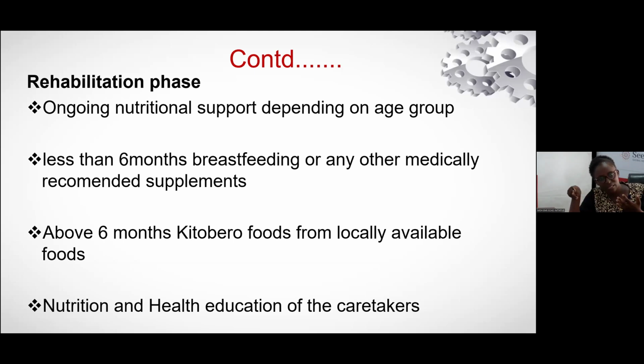So as we transition now to the community, for those less than 6 months, they will continue breastfeeding exclusively, and these children should be gaining weight. But those who are not exclusively breastfed, we are going to give other alternatives, supplementation, which are medically recommended. Not everything is medical, because children who are less than 6 months should be exclusively breastfed, unless there is an issue, or it's medically recommended. That's when we shall go ahead.